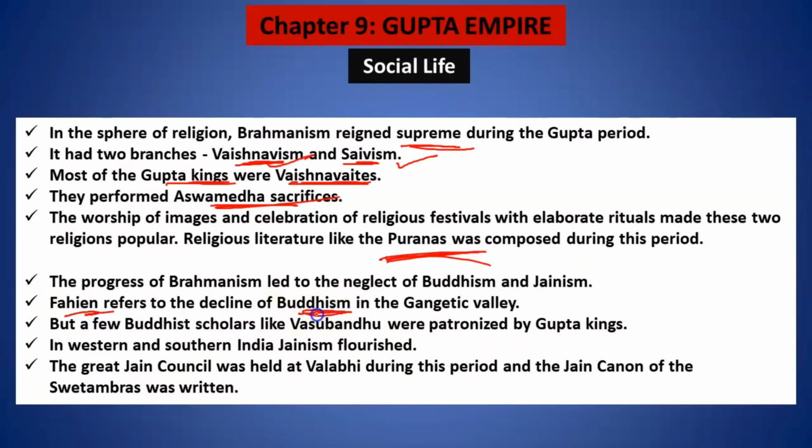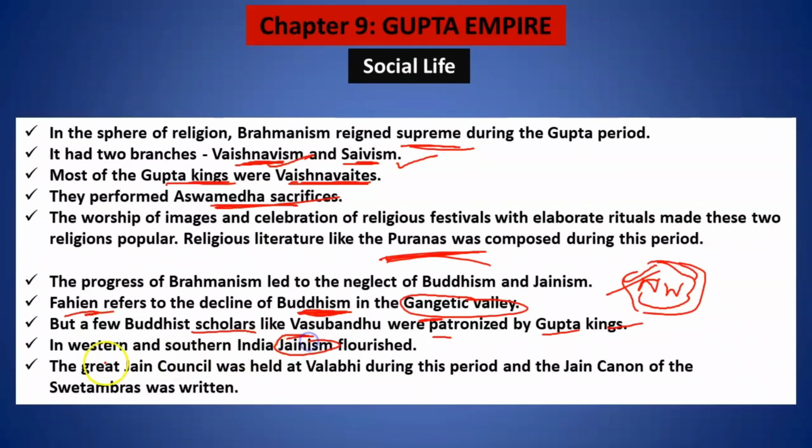Fa-hien has also told that there was a decline about Buddhism in the Gangetic Valley. I have already told you this. But then Buddhism was still fine in the northwestern part, where Mahayana Buddhism was emerging out. All right. But then there were a few Buddhist scholars which were patronized by the Gupta kings. That is not very important.